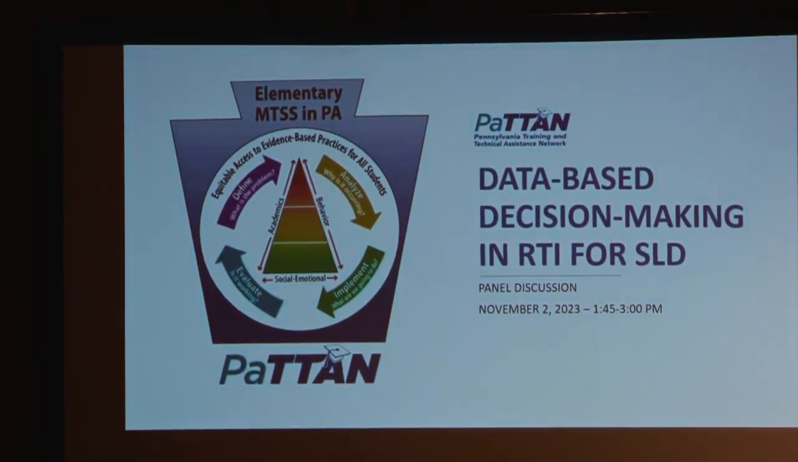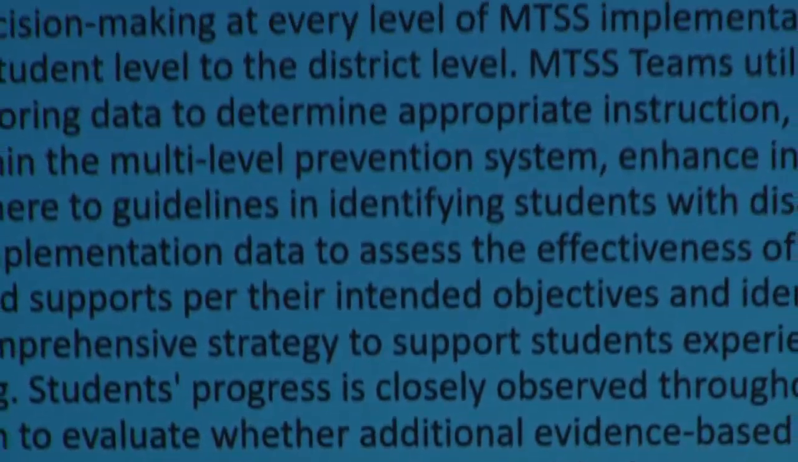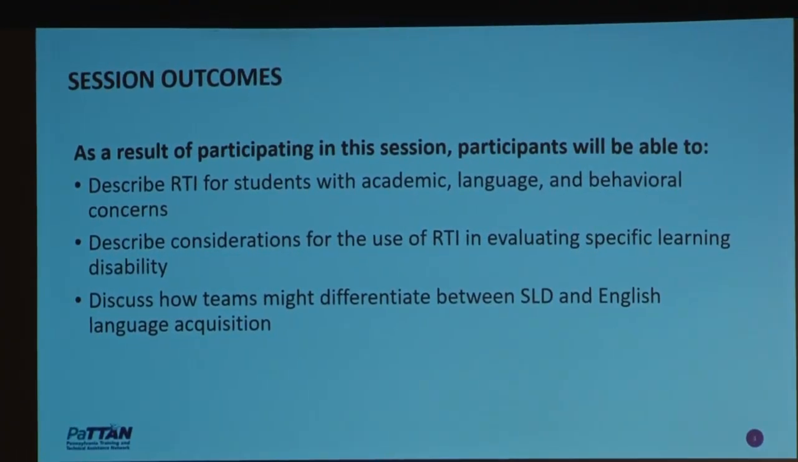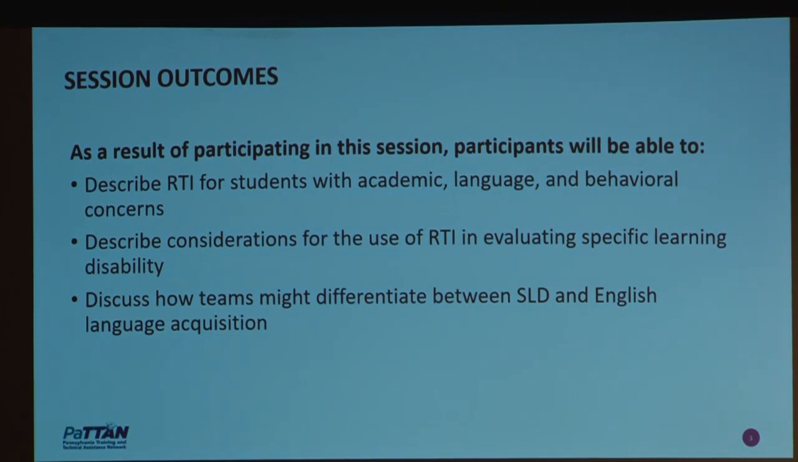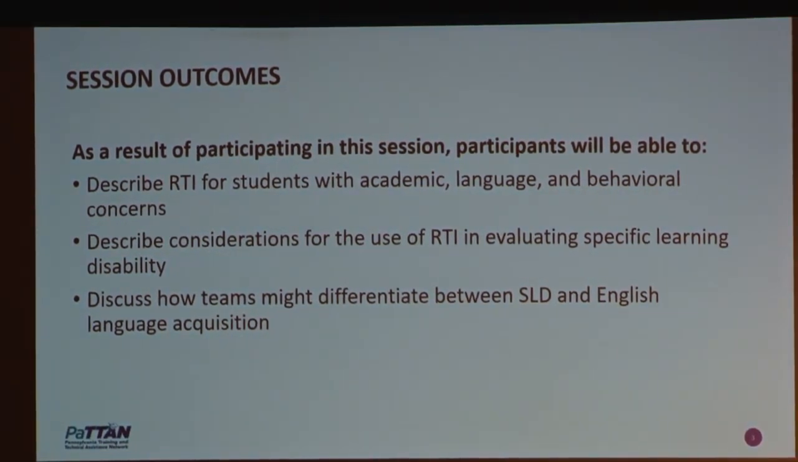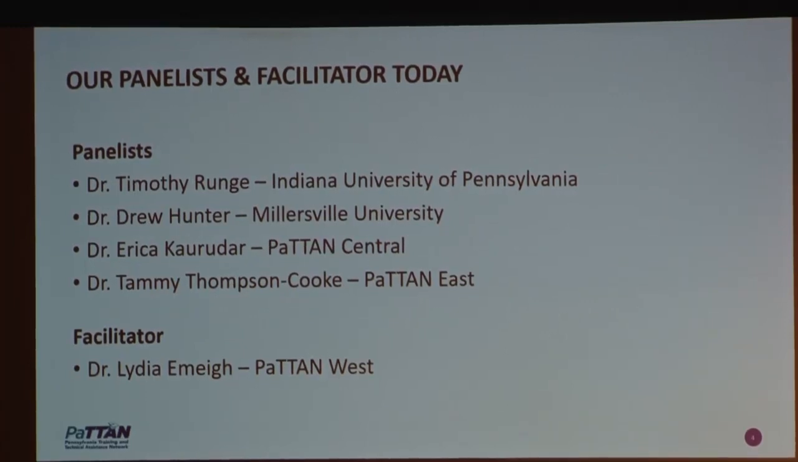Okay, so we are here to discuss decision-making within the RtI framework, and we'll focus a bit on RtI for specific learning disability identification across reading, writing, and mathematics. Following this session, our session outcomes are to describe RtI for students with academic, language, and behavioral concerns. We'll discuss considerations for the use of RtI in evaluating specific learning disabilities, and we'll also discuss how teams might differentiate between SLD and English language acquisition.